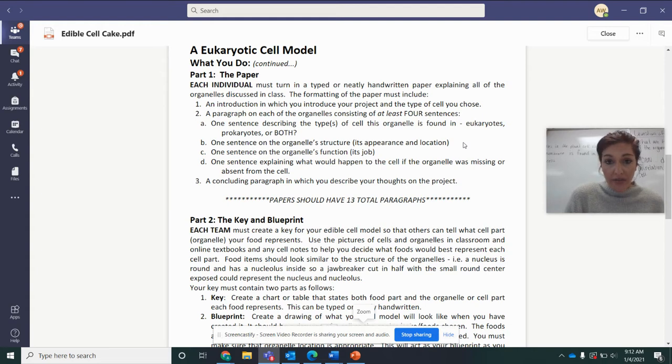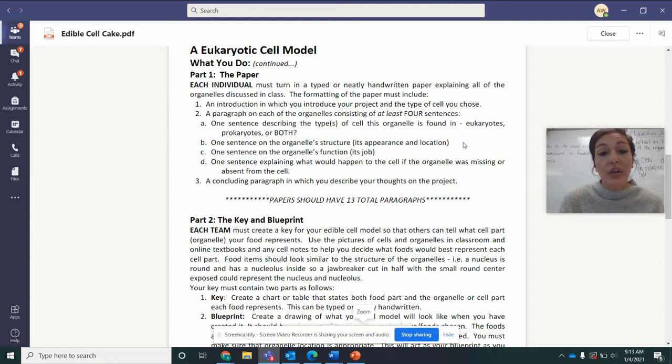The first paragraph, and remember, a paragraph is about 3 to 4 sentences, right? Make sure that you indent your paragraphs, which just means you have a space over. The first paragraph needs to be an introduction in which you introduce your project and the type of cell you chose. So you might say for your first paragraph, my name is so-and-so. I chose to do the animal cell. This is my reasoning why I chose to do this. That's it. That's your introduction.